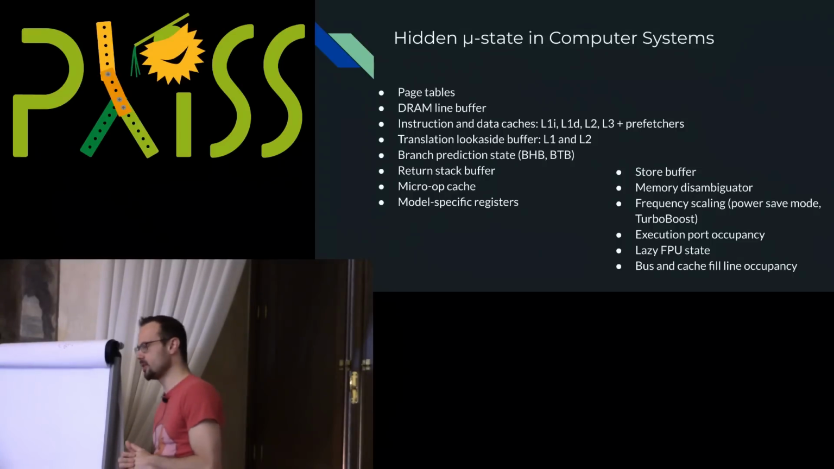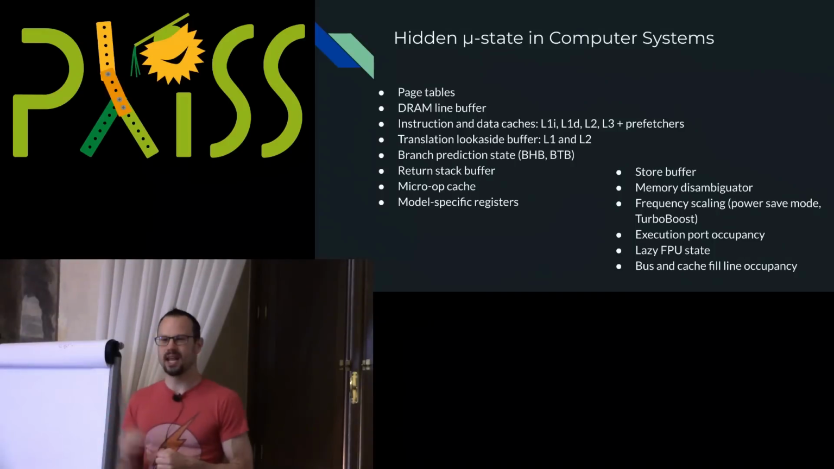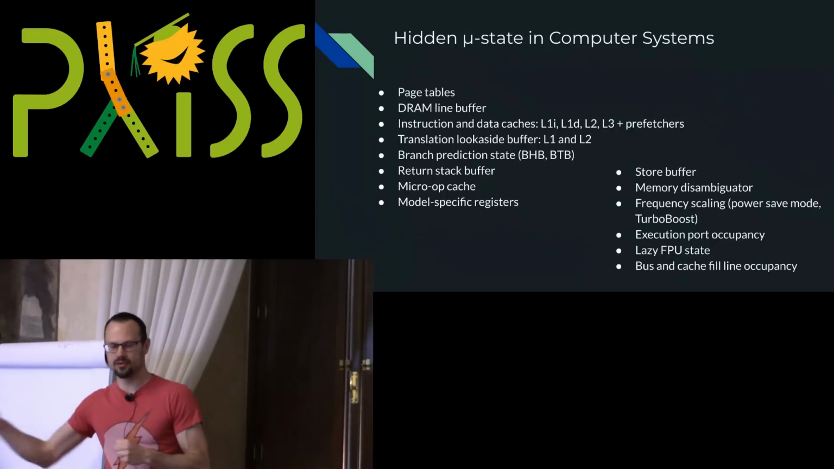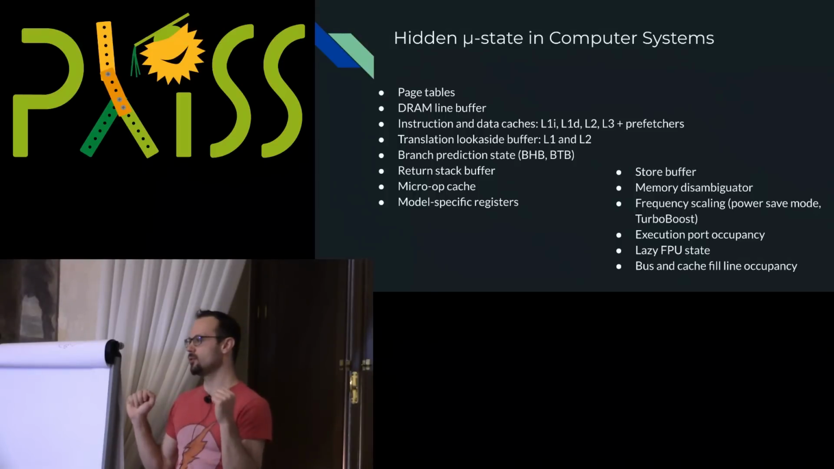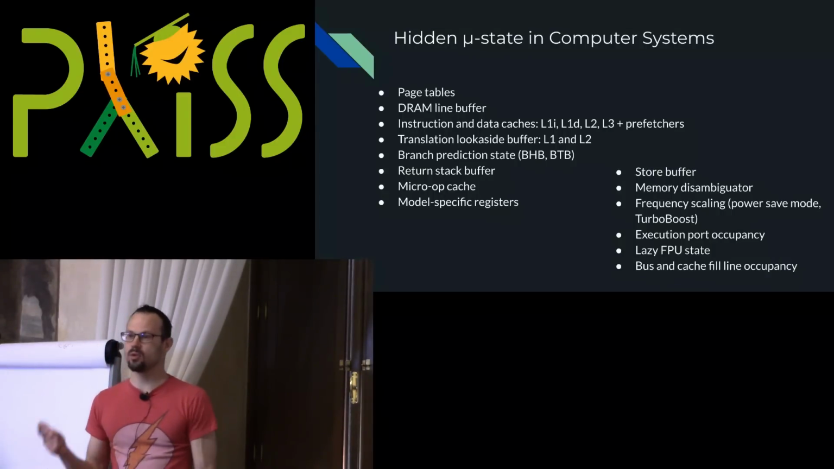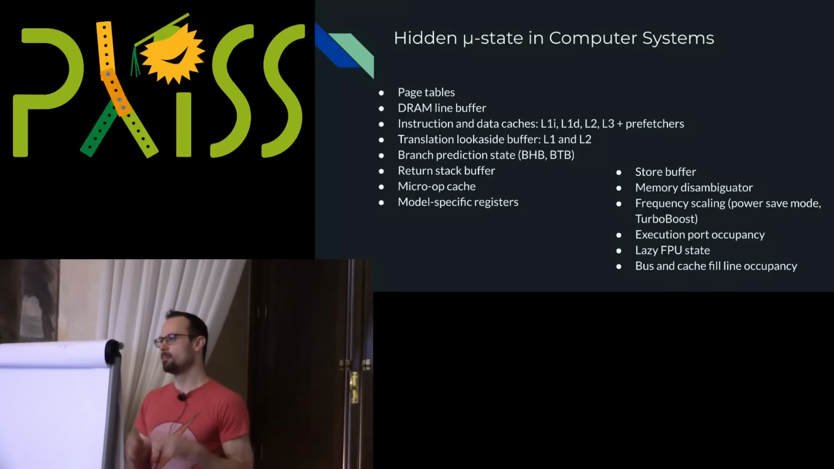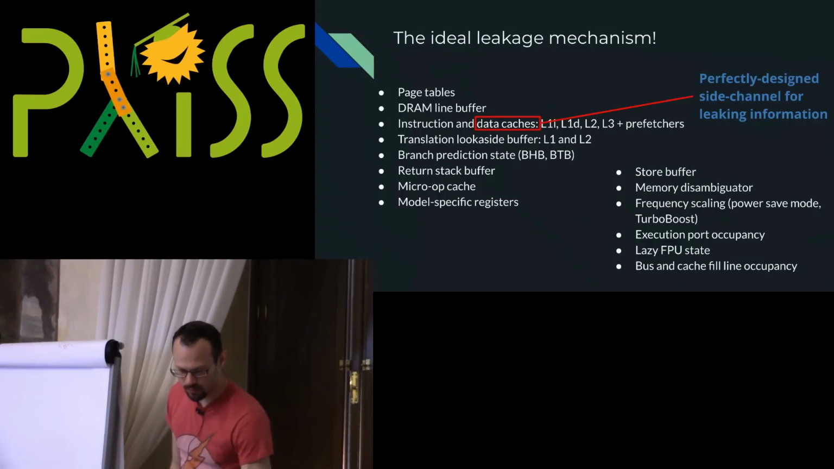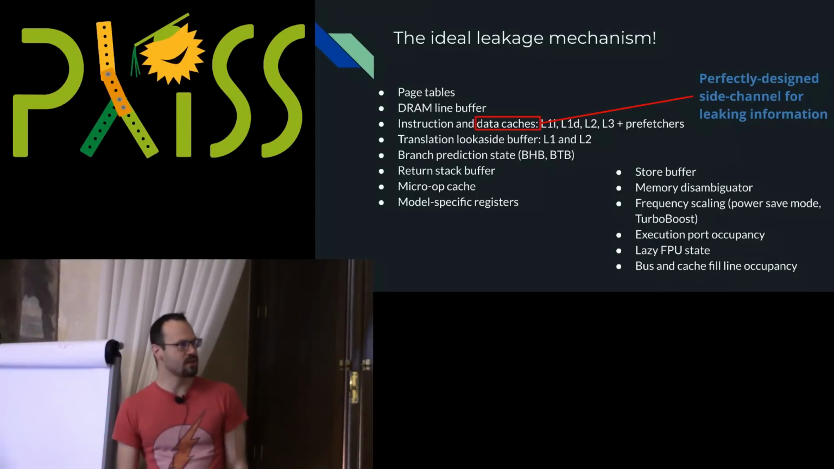Lazy FPU state: on Intel chips, the SSE registers may not actually be saved when you do a context switch in the operating system. They may be saved lazily. So there's essentially a bit in the processor: are the FPU registers valid or not? And if not, you'll get a fault to the operating system to lazily save them and restore from another process. That actually turned out to be a side channel and a vulnerability. We can keep going down. Every single bus, every single buffer in the CPU, the occupancy and the throughput available there are all essentially hidden state.